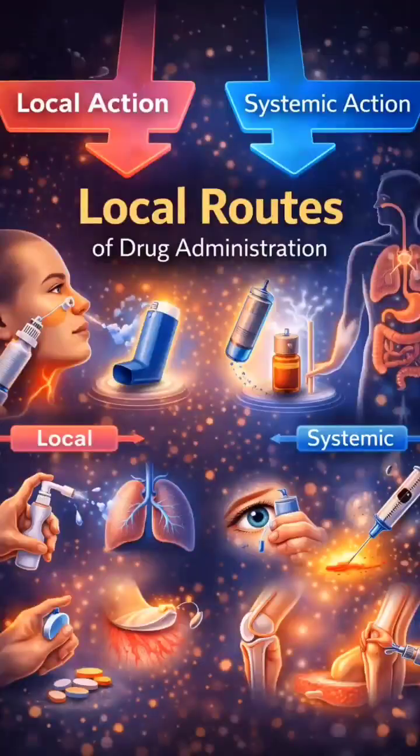So, based on all these considerations, routes of drug administration are broadly divided into two categories: routes for local action and routes for systemic action. Today, we'll focus on local routes of the drug administration. Local routes are used when the drug needs to act at a specific accessible site in the body. In these cases, systemic absorption is minimal or sometimes absent. So, the drug stays concentrated at the target site while systemic side effects and toxicity remain minimal.